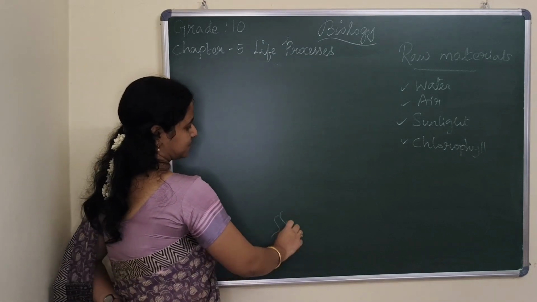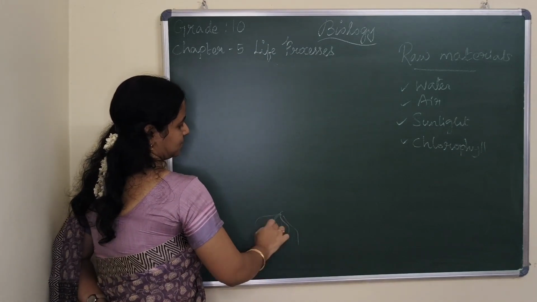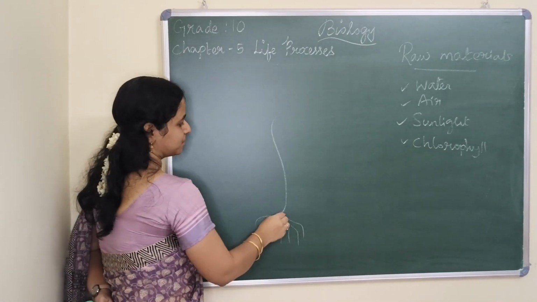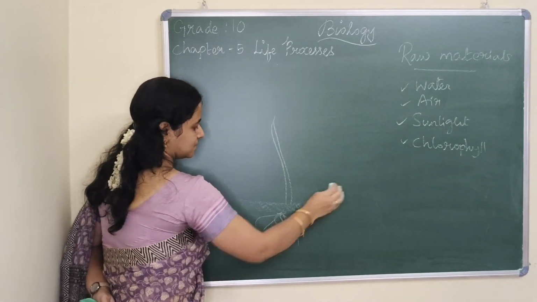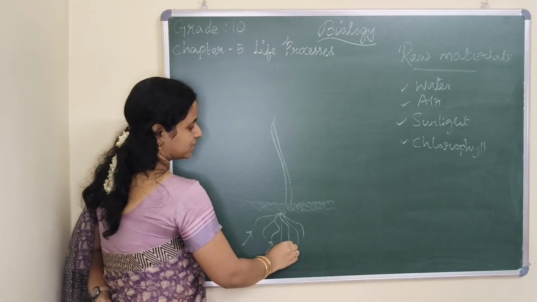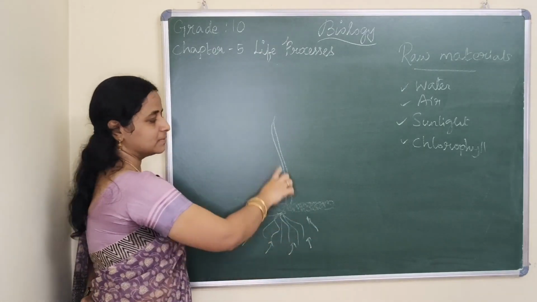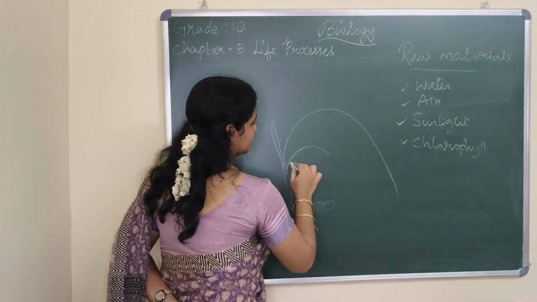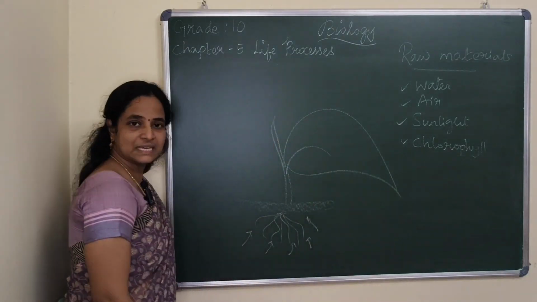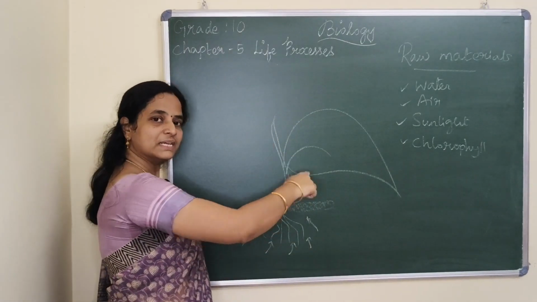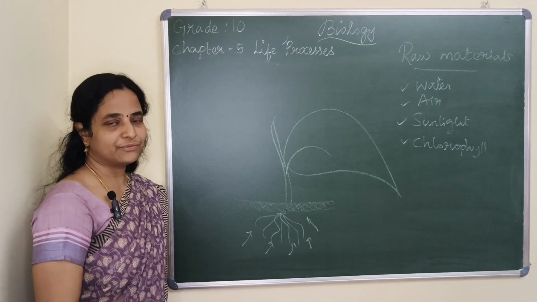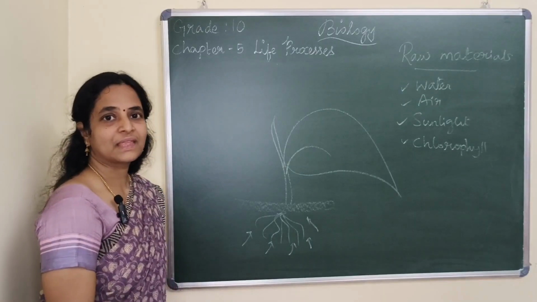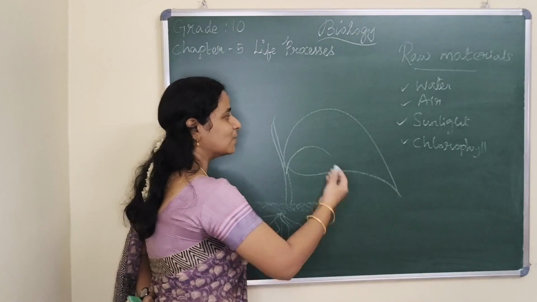So just listen. When you pour water to roots, what will happen? The roots will take up all the water molecules and they will send it to the stem. So from stem, where do they go? It reaches the leaf, which is called the kitchen of the plant or the food factories of plant. What is the second raw material necessary? Air. Very good. So how do they get air?